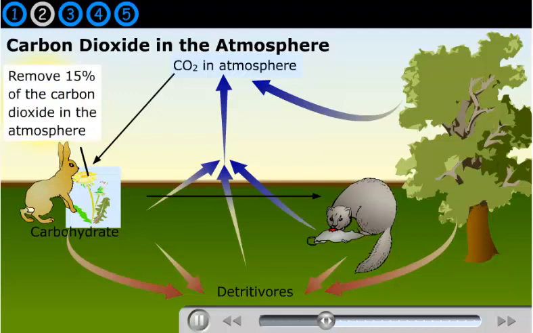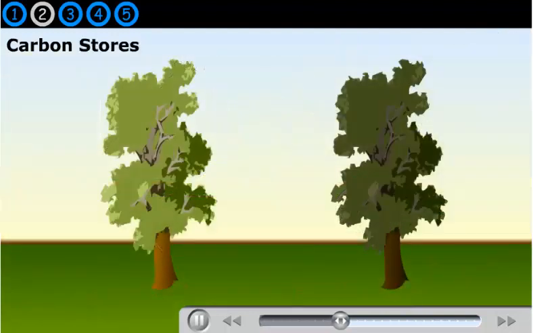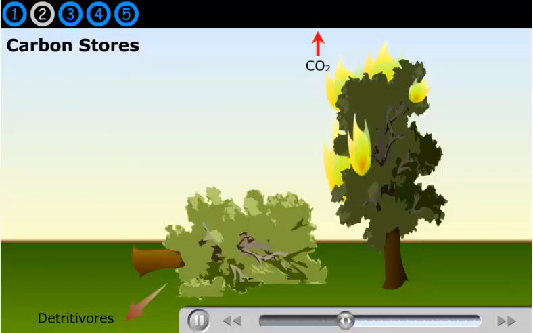Each year, plants remove about 15% of the carbon dioxide in the atmosphere. This is roughly balanced by the amount of carbon dioxide released from cellular respiration. The balance between carbon dioxide produced and released isn't perfect because some carbon is removed from the cycle for a period of time. Some carbon is diverted from the cycle because it's incorporated in wood or other durable organic material. The carbon is eventually returned to the cycle when it is broken down by detritivores or burned.